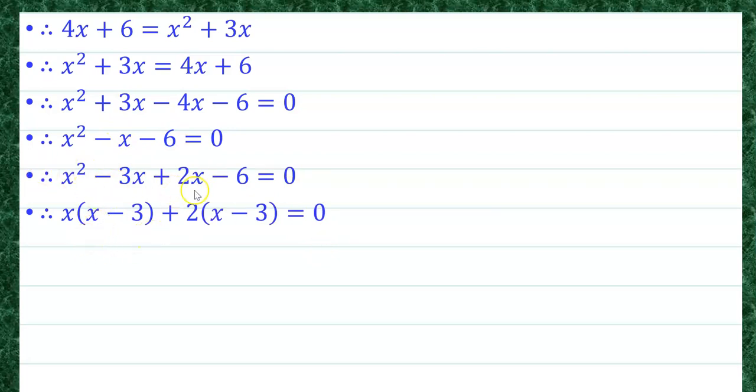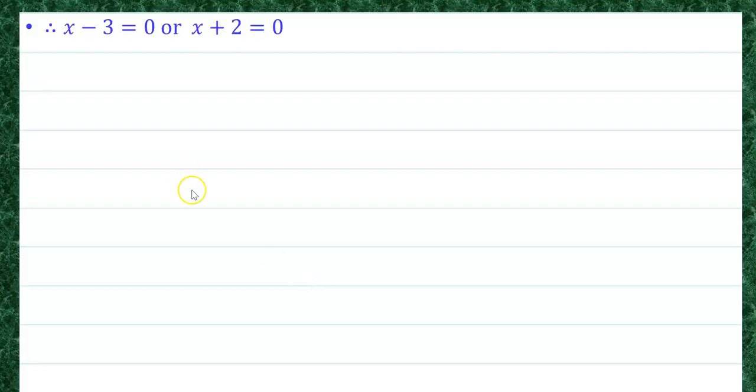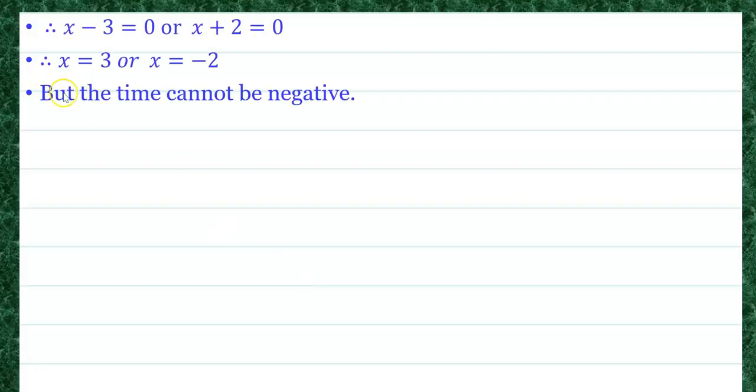Then in bracket x minus 3, from these two we take 2 common, in bracket x minus 3 is equal to 0. And therefore x minus 3 in the first bracket, second bracket x plus 2 is equal to 0. x minus 3 is equal to 0 or x plus 2 is equal to 0. Okay, and therefore those are the steps. x is equal to 3 or x is equal to minus 2, but the time cannot be negative. Therefore x is equal to minus 2 is not acceptable, and therefore here we take x is equal to 3.